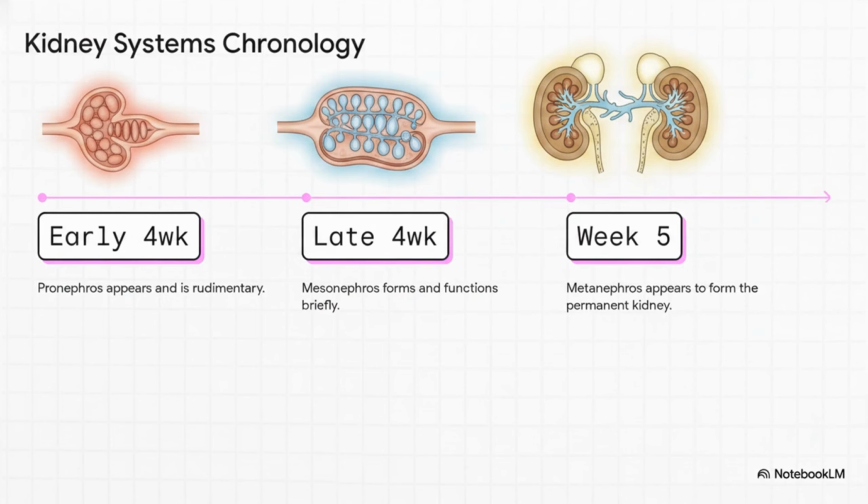Now, let's look at the timeline, because you definitely want this anchored in your memory. Human kidney development is basically a story of 3 overlapping systems, and they appear strictly in the 4th and 5th weeks of development. It goes like this. Early 4th week, the pronephros appears. Late 4th week, the mesonephros takes over and even functions briefly. And finally, in the 5th week, the metanephros shows up. Let's break these down one by one.